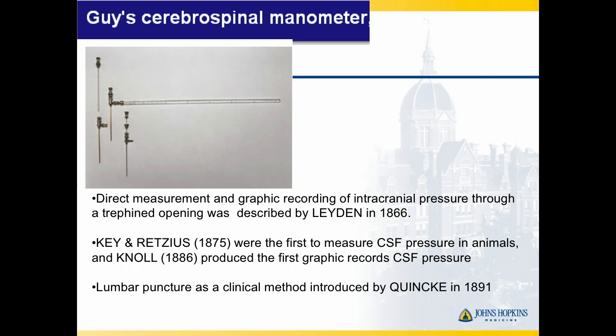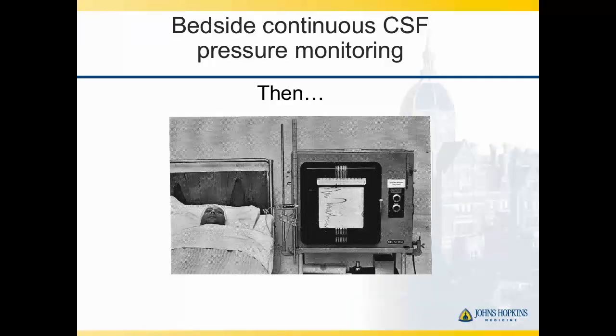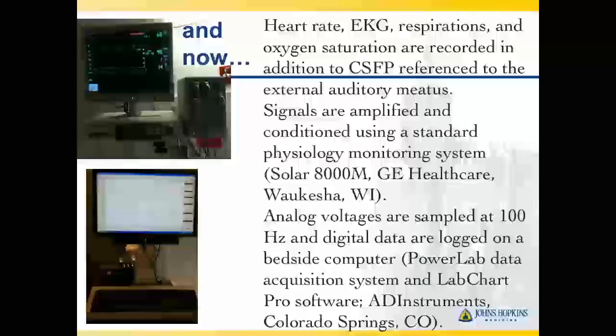Direct pressure monitoring actually started out before there were LPs, surprisingly. So, through trephine openings, these needles were inserted directly into the brain and pressures were measured in 1866. The Quincke needle was developed a bit later in 1891. So ICP monitoring precedes lumbar puncture pressure monitoring. In the 50s and 60s, the ICP was monitored with a graph paper, just like a continuous EEG would be, but obviously now we are a bit more advanced.